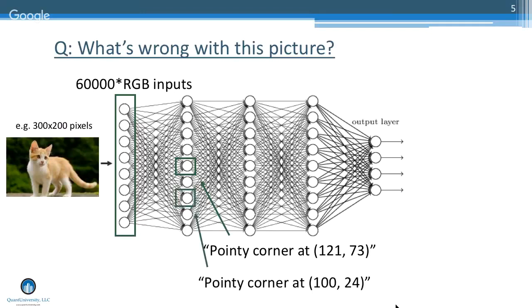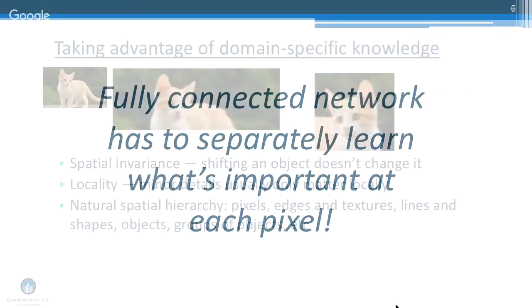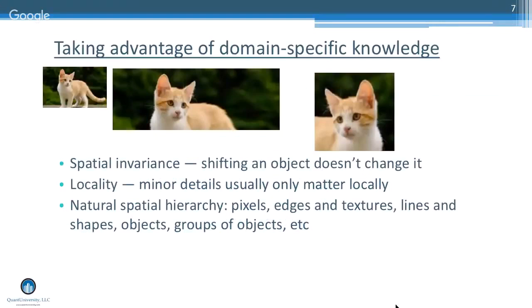So here you might have a different feature that's learning, okay, still a pointy corner, but at a different location. And in order to learn the same thing at a different location, you have to set a whole new set of weights from all your 50,000 inputs to that unit that I've highlighted, and set them more or less the same way as the previous one. And the same thing for everywhere else. So essentially you have to learn independently at every pixel what's important at every location in the image. And that's silly because we know something about images.